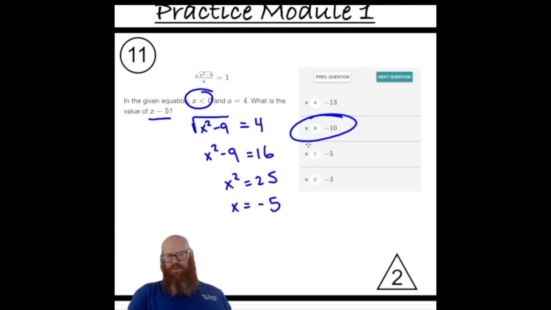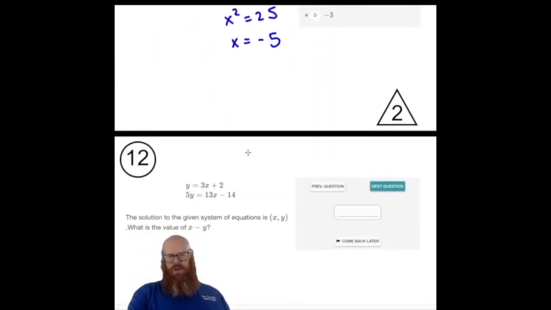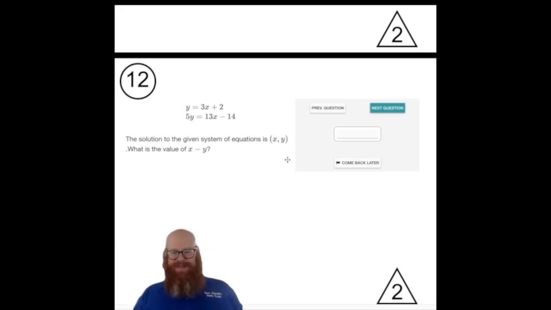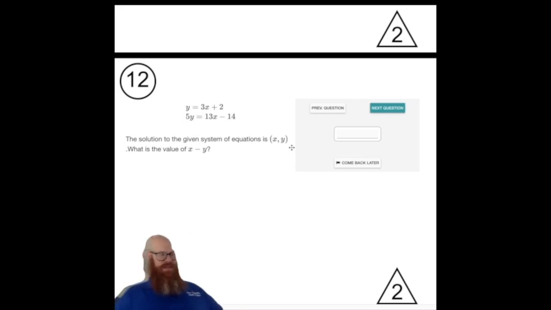All right, moving on to number 12. So earlier I did a systems problem where I was able to just subtract the equations and get the expression that it was looking for. But in this case, I don't really see a way to do that through addition or subtraction. We could do the substitution method, but I think this one is definitely a perfect candidate for Desmos.